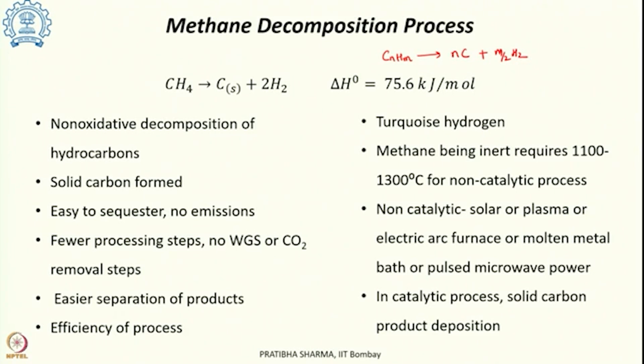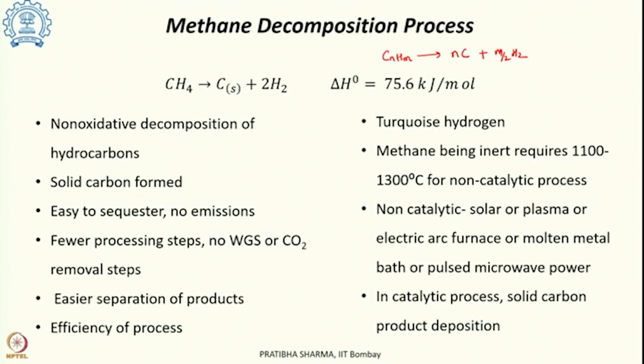Now, let us look at the methane decomposition process. Methane decomposes to give solid carbon and hydrogen. This is an endothermic reaction with delta H naught of 75.6 kilojoule per mole. As compared to SMR, this is less endothermic. That endothermicity is because methane is a stable compound, it is inert, it is symmetric, there is a lack of polarity in its electronic structure, and there is no functional group. As such, it is stable and requires energy for its decomposition.